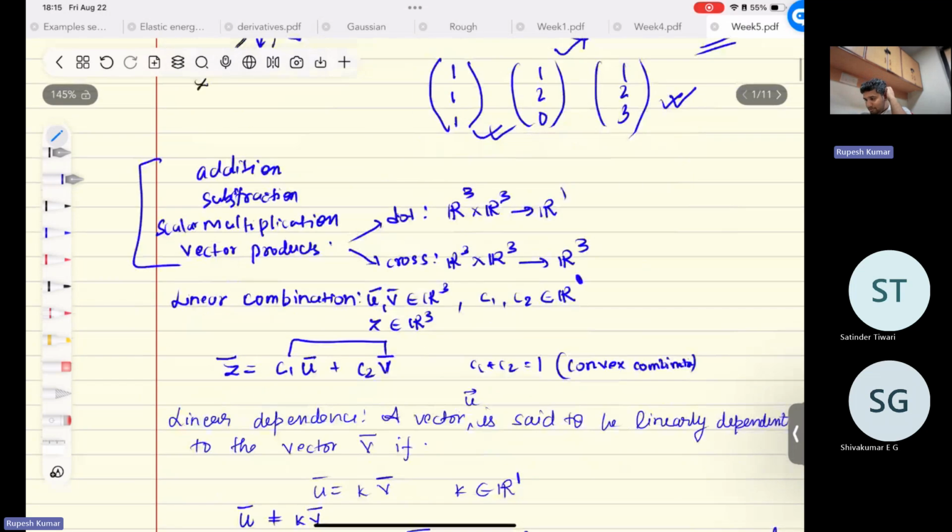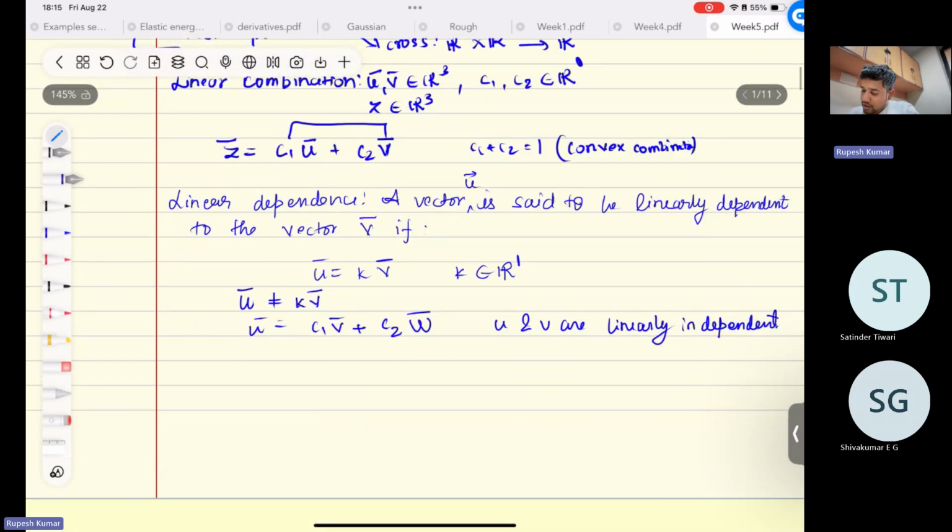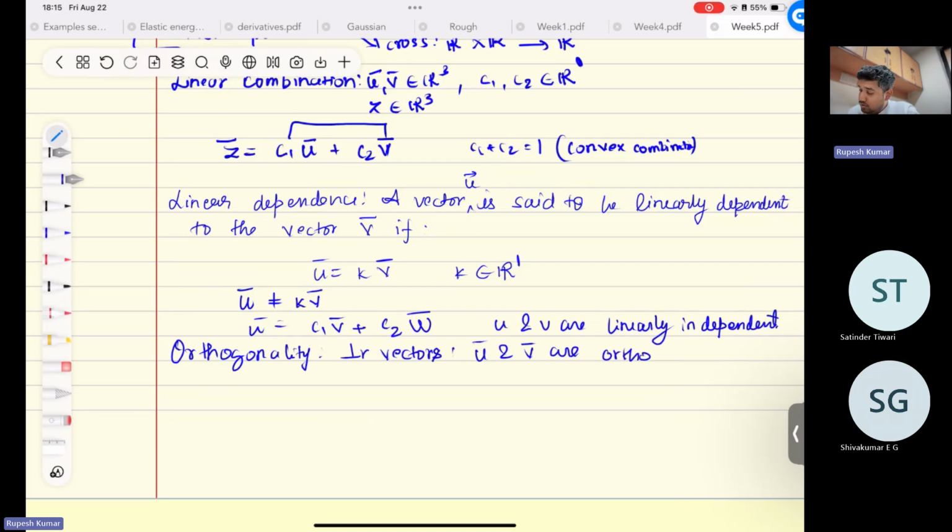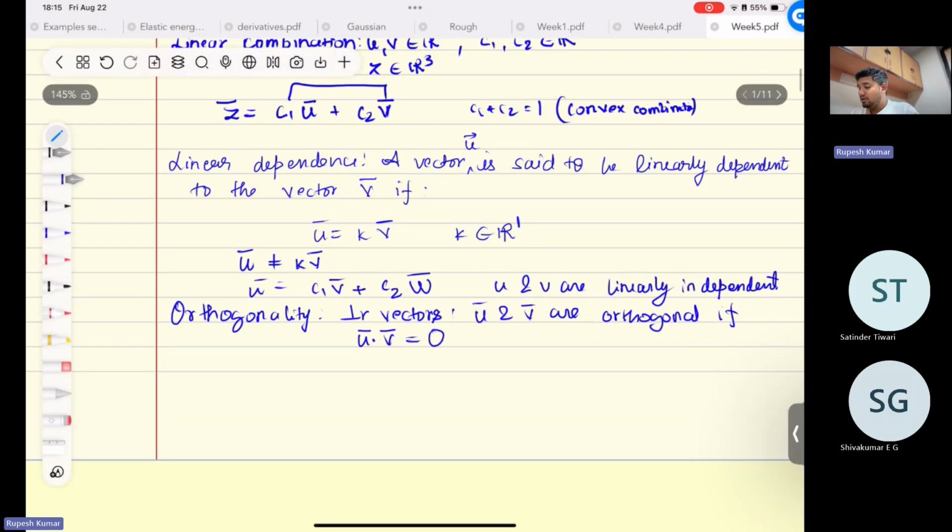Then dot product is well familiar to you all. We have seen this, and orthogonality essentially means perpendicular vectors. It means u and v are orthogonal if u dot v equals 0. Let's say this is a vector u and this is a vector v. They form an angle of 90 degrees between them, so this is the definition of orthogonal vectors.